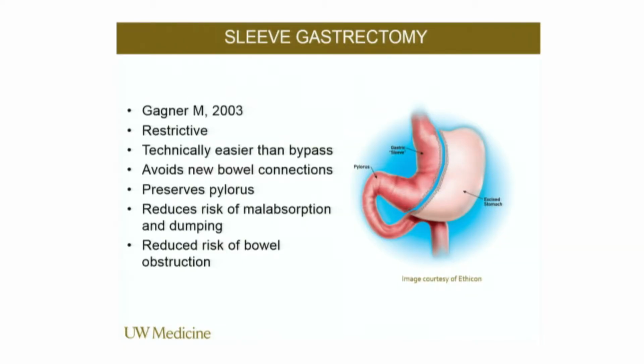This is technically a lot easier than a bypass. It does not involve any connections, and it preserves the pylorus, which is that muscle at the very end of the stomach before food enters the small intestine. Because we're not rerouting the flow of things through the GI tract, it reduces the risk of malabsorption and dumping. And there's also a lower risk of bowel obstruction because we're not working on the intestines down below.